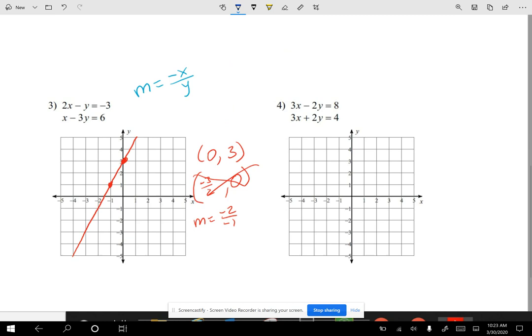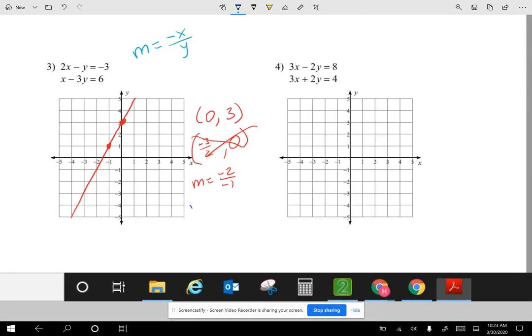All right, let's take a look at the second equation. I have x minus 3y equals 6. First thing I say is, well, what if x is equal to 0? So I erase my x term. I have that negative 3y equals 6. So I get that y is equal to negative 2. And then I say, well, what if y is equal to 0? I erase my y term, and we can see that x is equal to 6.